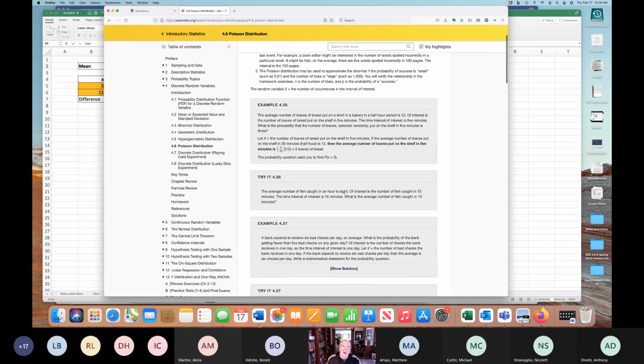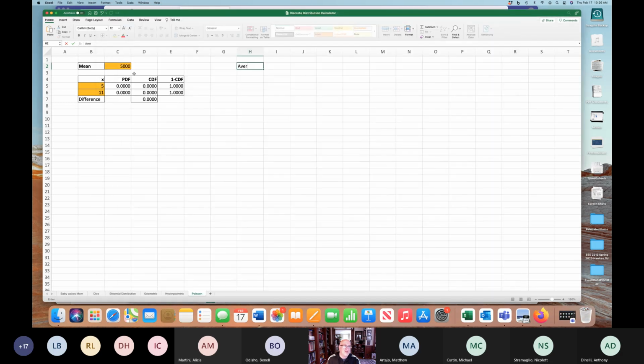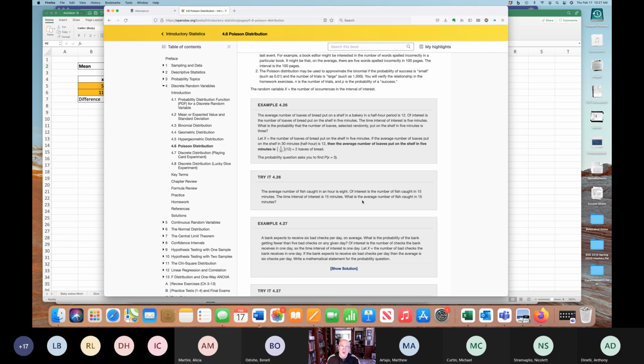The average number of fish caught in an hour is 8. Of interest is the number of fish caught in 15 minutes. The time interval of interest is 15 minutes, so 8 divided by 4 is 2. That's going to be my new mean, 2. And then we can ask any questions. They ask a question: what is the average number of fish caught in 15 minutes?